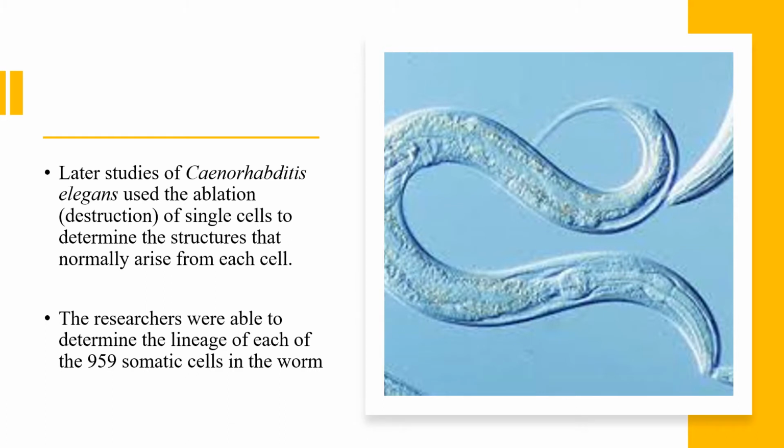Later studies of Caenorhabditis elegans use the ablation or destruction of single cells to determine the structures that normally arise from each cell. The researchers were able to determine the lineage of each of the 959 somatic cells in a worm. Okay?